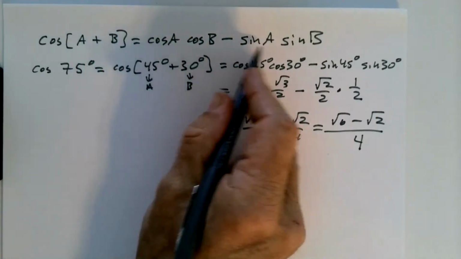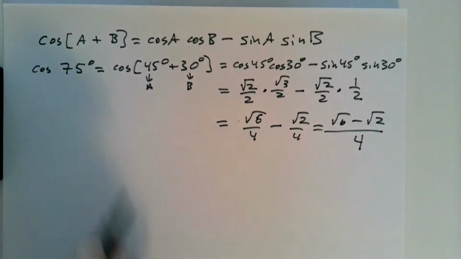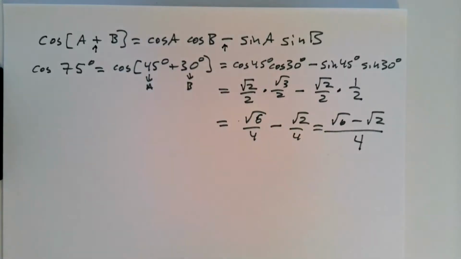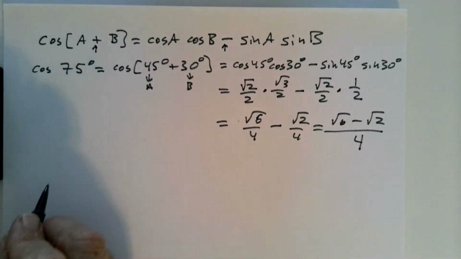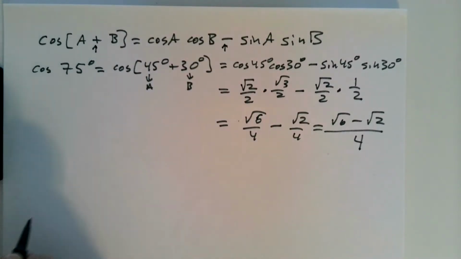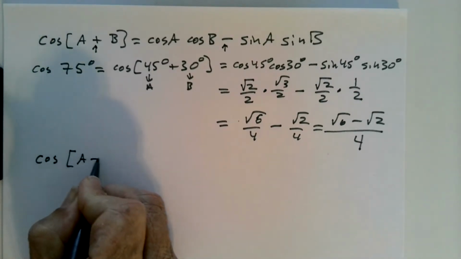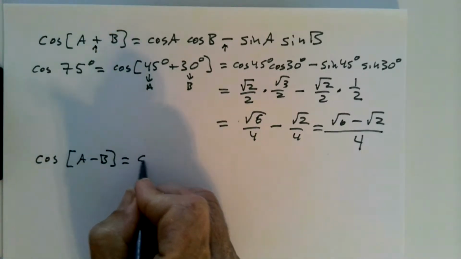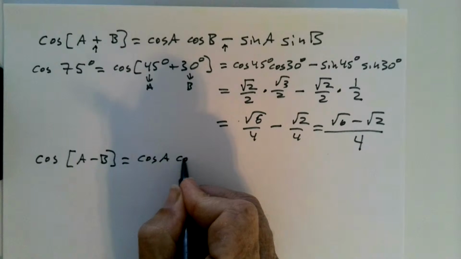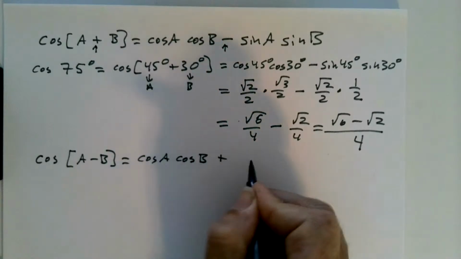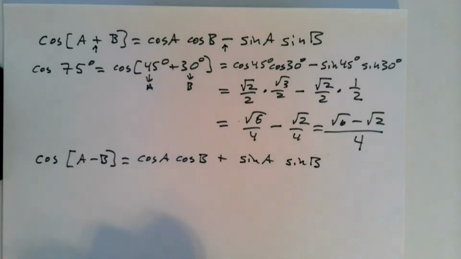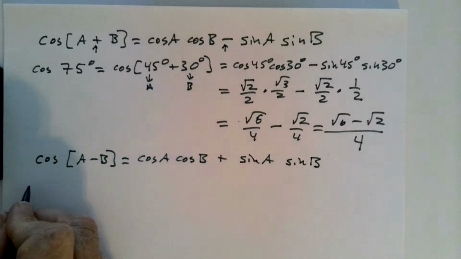Cos of A plus B is cos A cos B minus sine A sine B. So you'll notice the sign changes. It's plus here and it's minus here. So if I do the similar identity, if I take cosine of A minus B, the rule for that is cos A cos B plus sine A sine B.